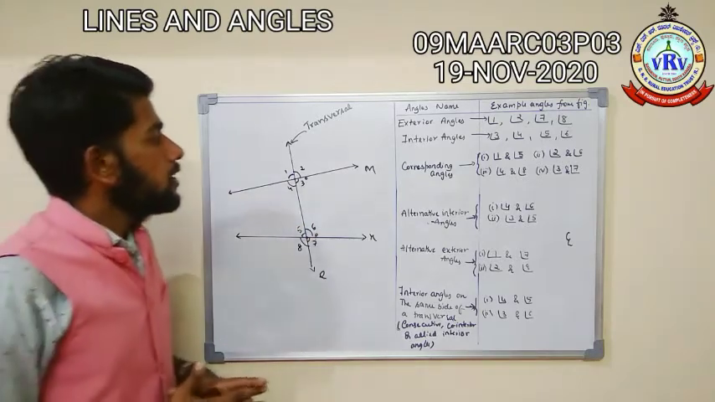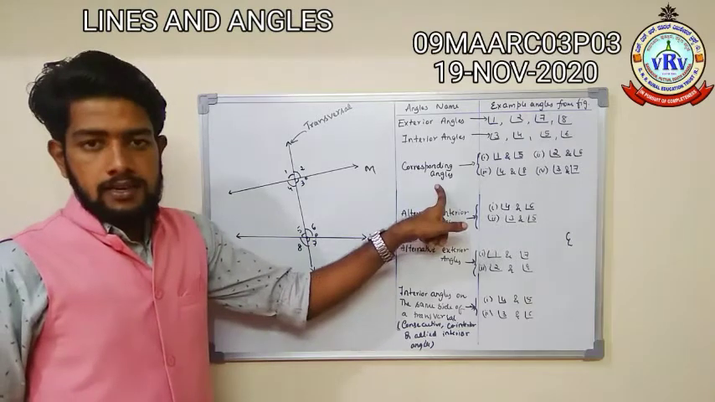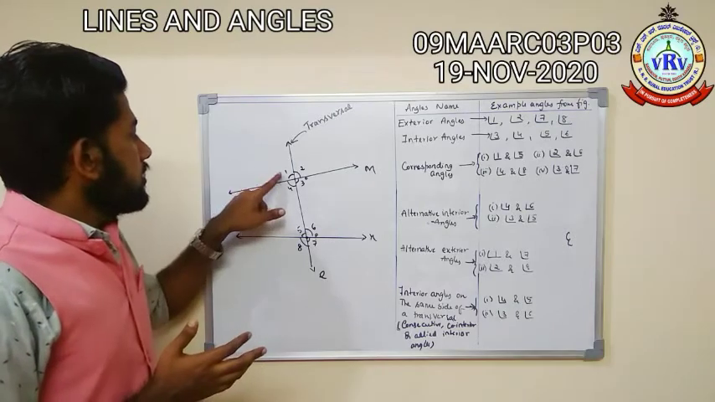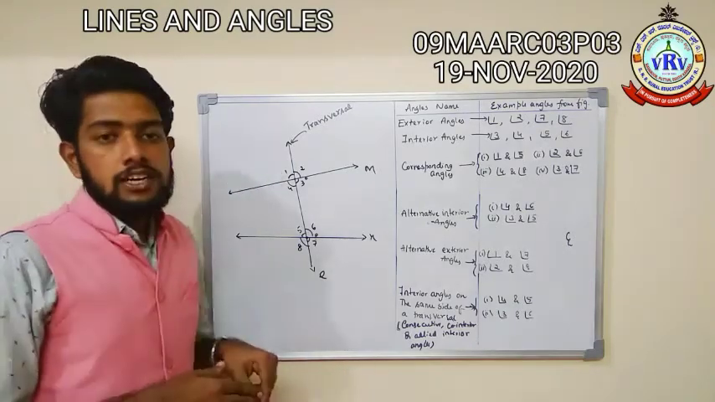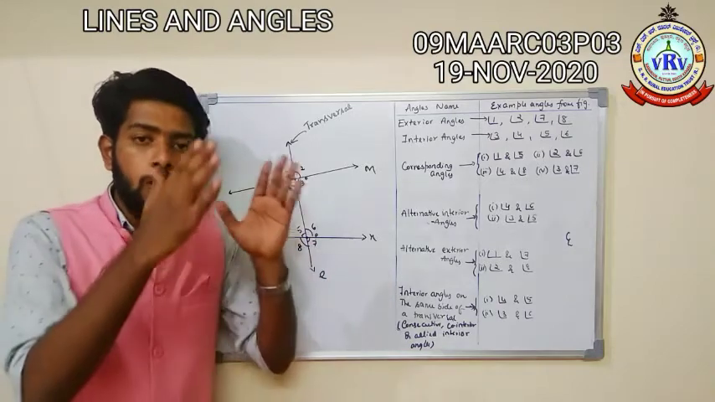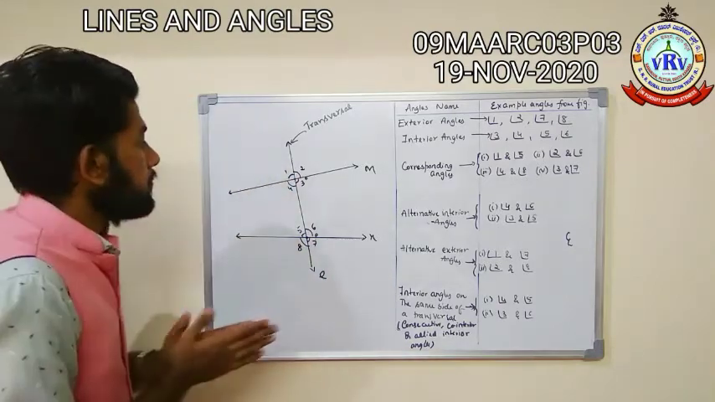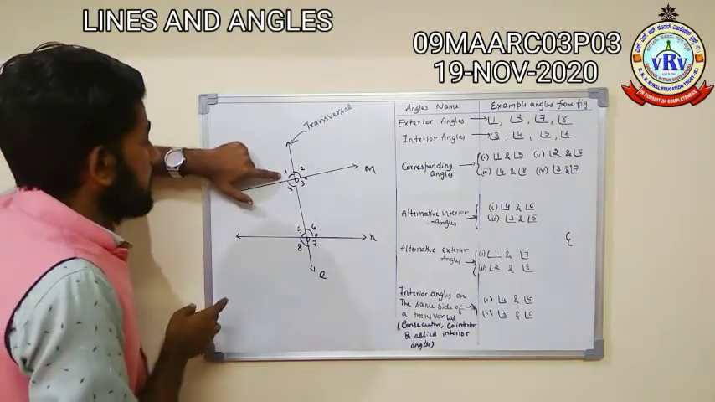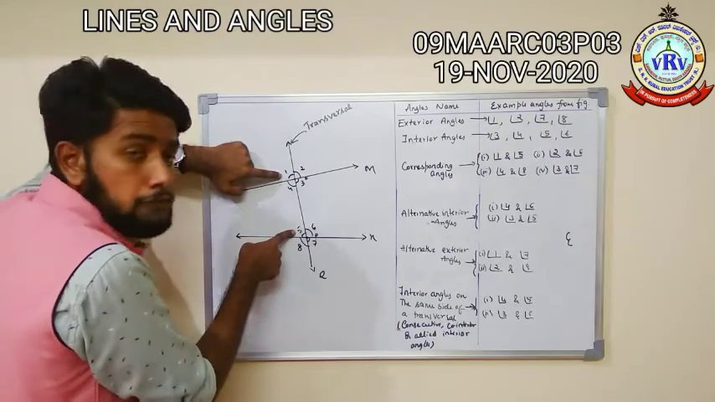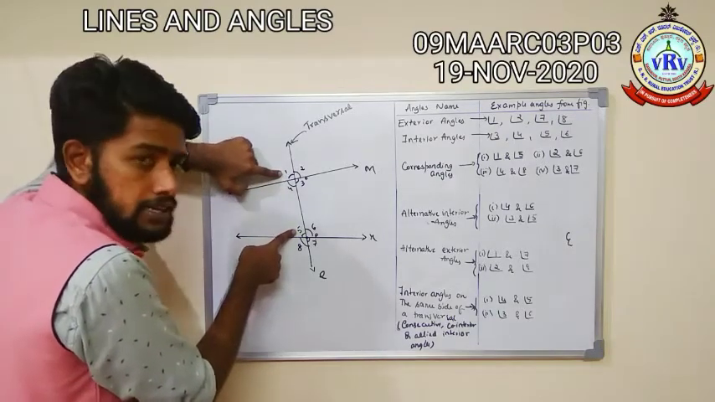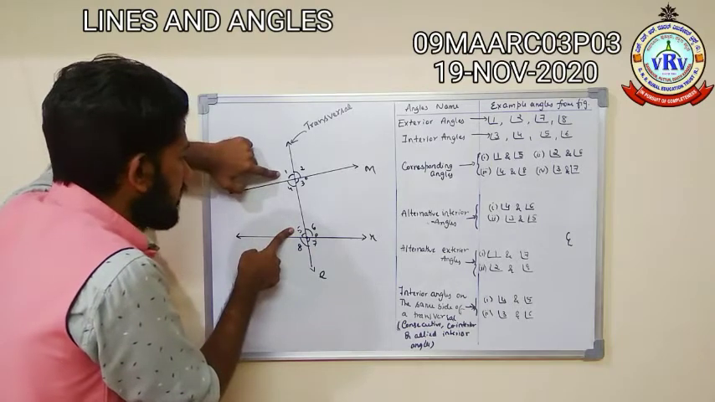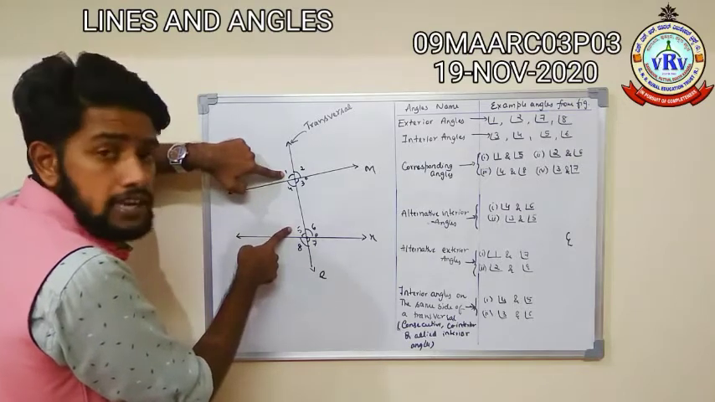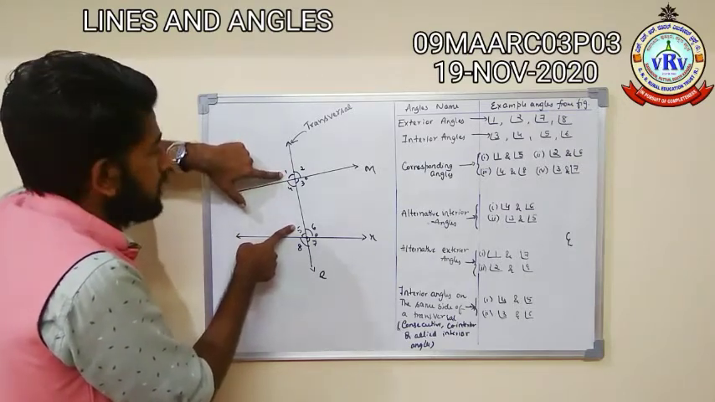Please note down. Next, come to the corresponding angles. Corresponding angles are those pairs of angles where one exterior angle corresponds with an interior angle, and they should be on the same side of the transversal. Let me take angle 1 in this diagram. The corresponding angle is 5. This is an exterior angle, this is an interior angle, on the same side. This exterior angle depends on the first line, this interior angle on the second line. So these two are corresponding angles.